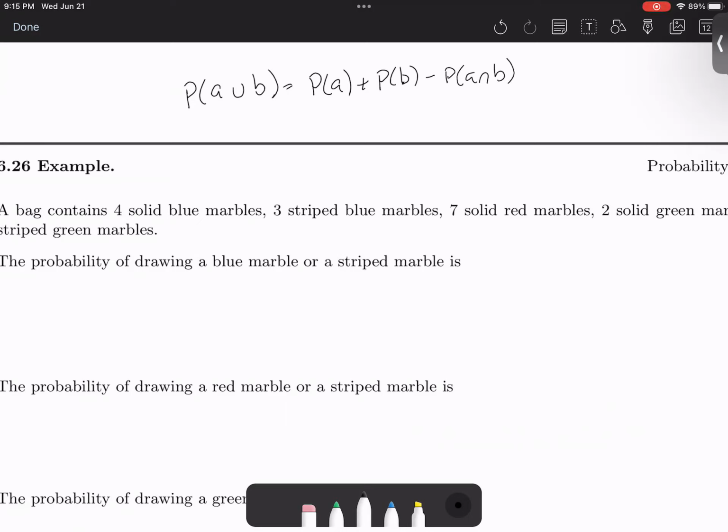All right, so if you've got A there and B here with some overlap, and you find the area of A and you find the area of B, you've double counted that intersection. So you need to subtract off that intersection. Let's work through a few problems.